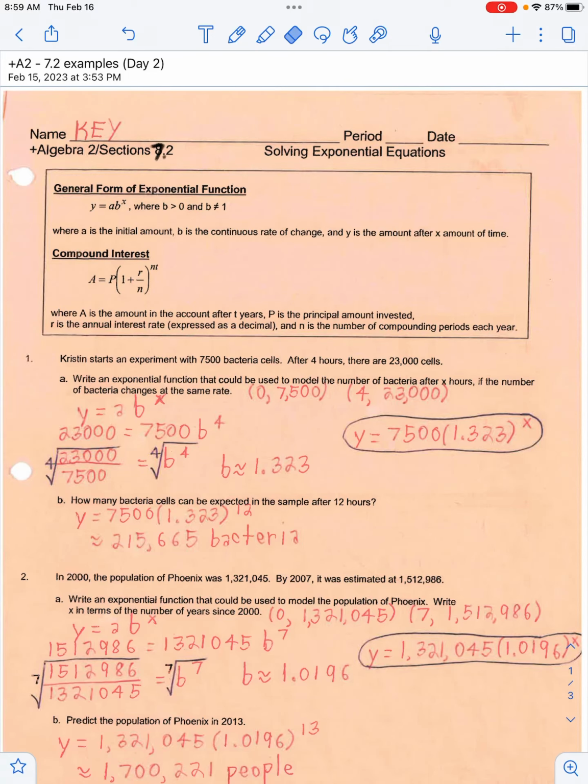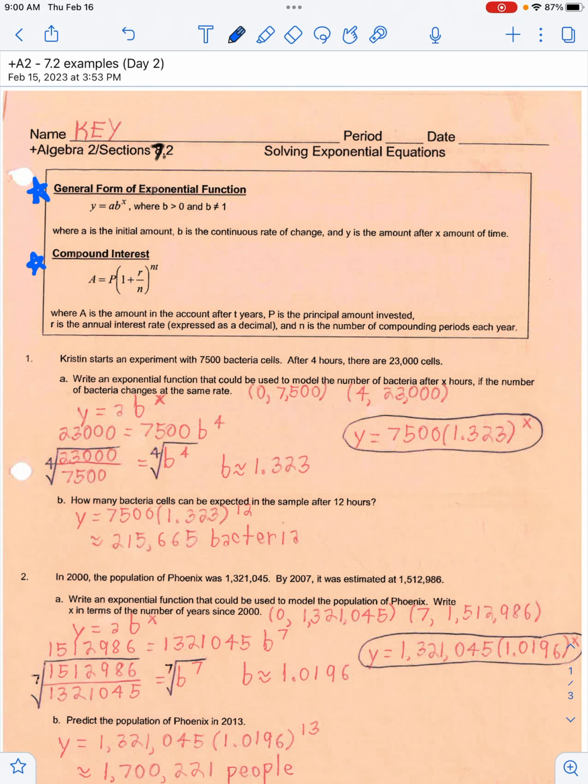This is a recording video for section 7.2, solving exponential equations. This is actually the day 2 lesson where we are going to be doing application problems. So if you take a look in the box, you're going to see two different forms of an exponential equation.